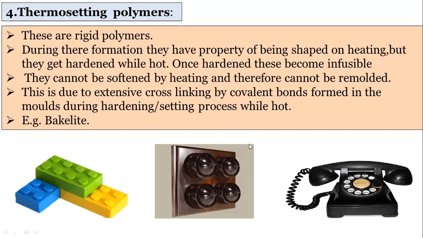Remember. So these polymers cannot become soft after heating. They form an infusible solid mass. That's why they cannot be remolded. And this infusible mass is formed due to the extensive cross-linking present in the polymers. And the example is bakelite, remember. So this bakelite is a thermosetting polymer, cannot be reused, cannot be remolded.